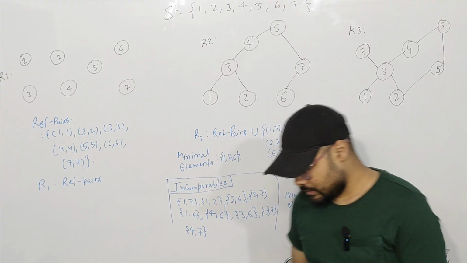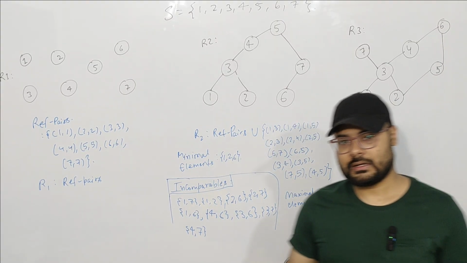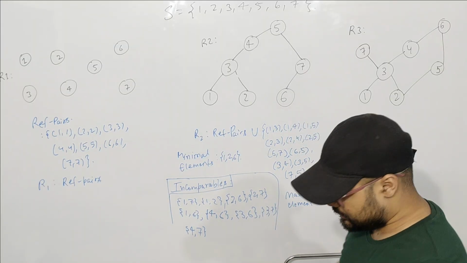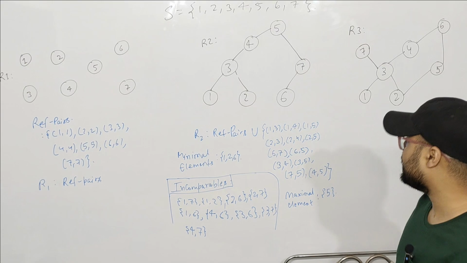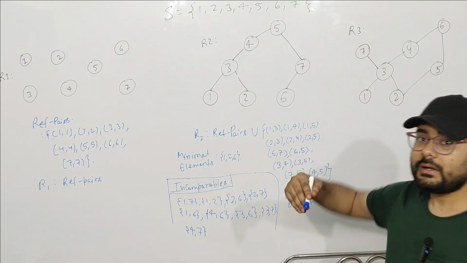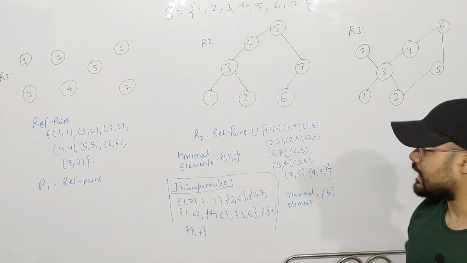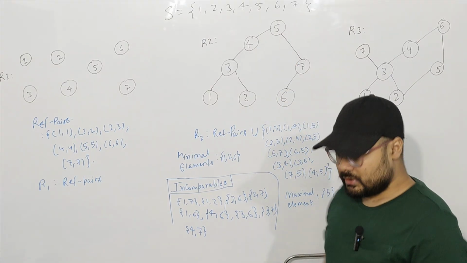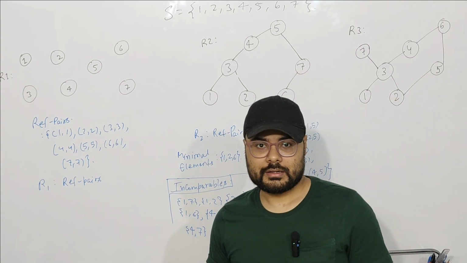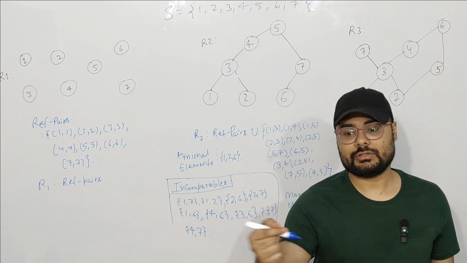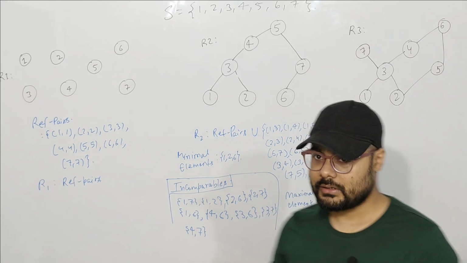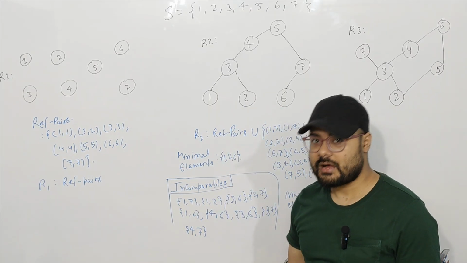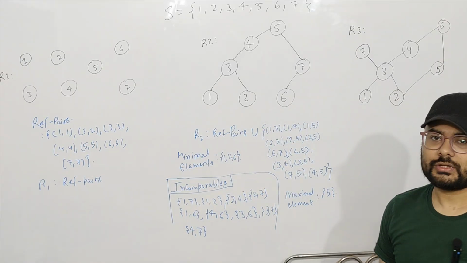What is the maximal element? An element is a maximal element if it is not related to any other element. So in a Hasse diagram, if there is no upward edge from a node, then that is a maximal element. So 5 here is a maximal element. What is a minimal element? A minimal element is one where, if no other element is related to that element, then this element is a minimal element. Like if you look at 1, 2 and 6, there is no other element from which there is an upward path to 1 or 2 or 6, so they are minimal elements.